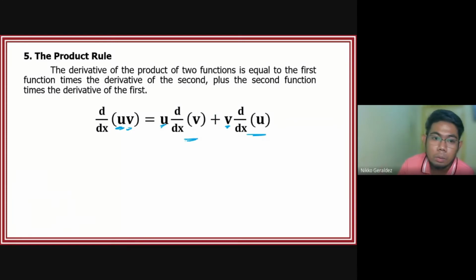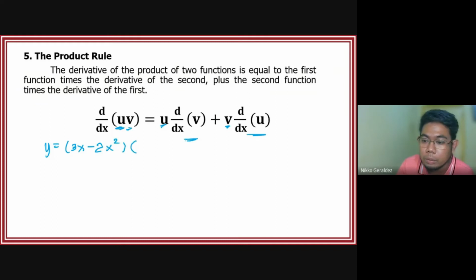Example, y equal to 3x minus 2x squared times 5 plus 4x. So, meron kang two factors. Yung first, tawagin natin siyang u, and the second one is v. So, apply natin tong formula.